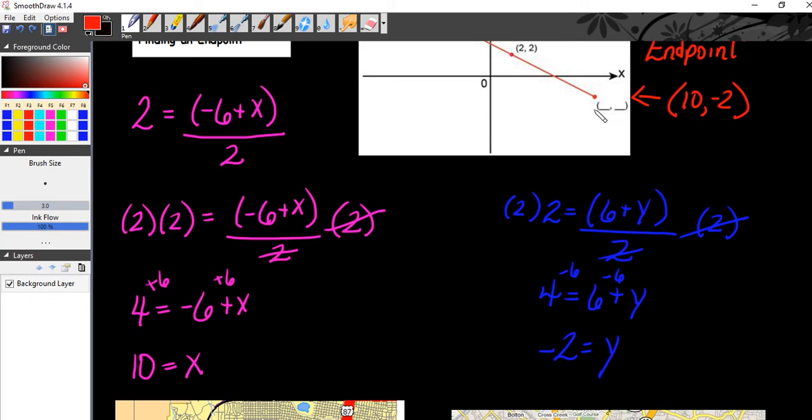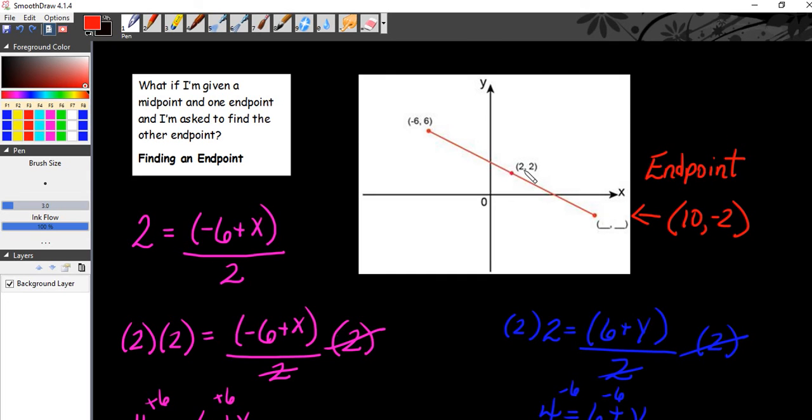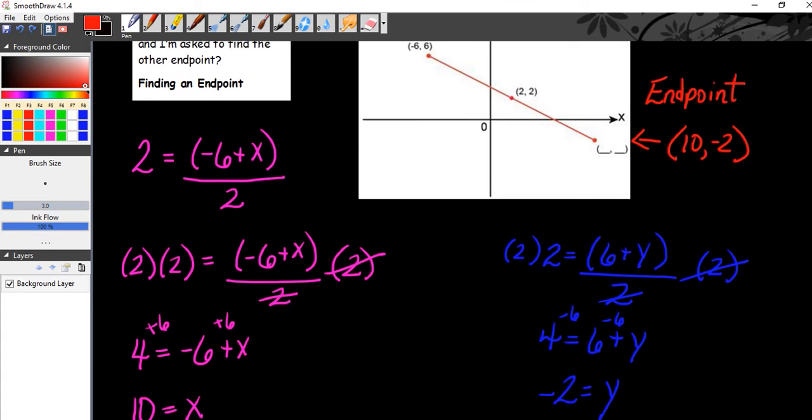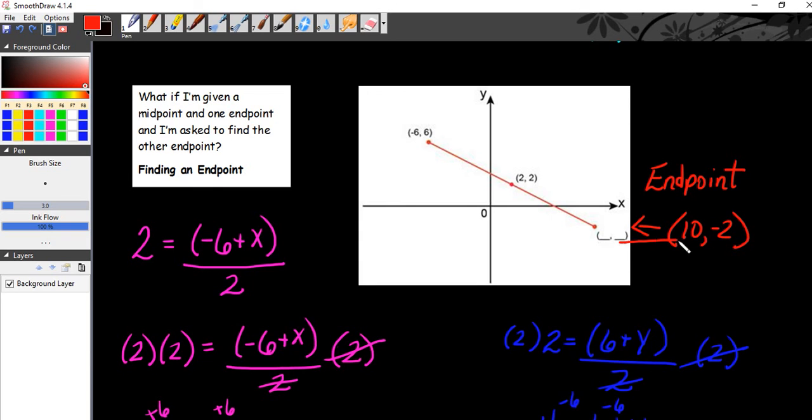Now I'm going to do my y. I'm going to do the same thing. The midpoint of my y value is 2. So 2 has to be equal to this 6, plus whatever that other y is, divided by 2. So I plug that into my algebra problem. I'm going to multiply both sides by 2 to get rid of my fraction. And then I'm going to add a -6 to both sides to get my variable on one side by itself. And that gives my y value of that endpoint as -2. So I just kind of went backwards with what I knew about the midpoint formula to find the endpoint, which is 10, -2.